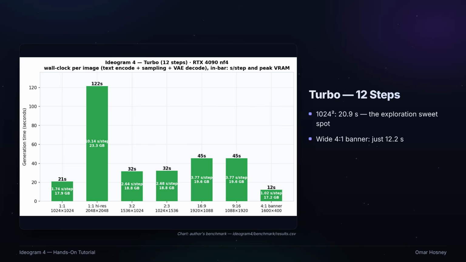Look at the 2048 square bar towering at 2 minutes. Same 12 steps, 6 times the time. Resolution, not step count, is what dominates cost. Each step at that size processes over 16,000 image tokens through quadratic attention.